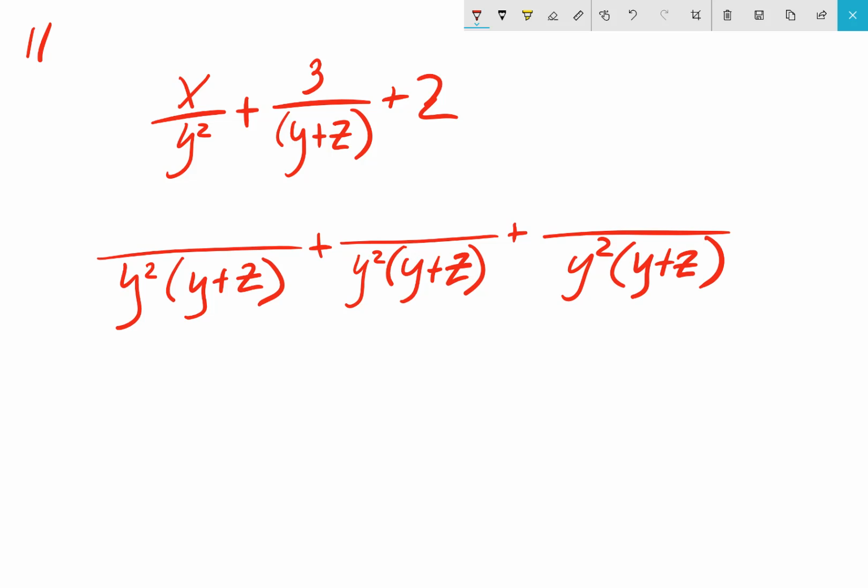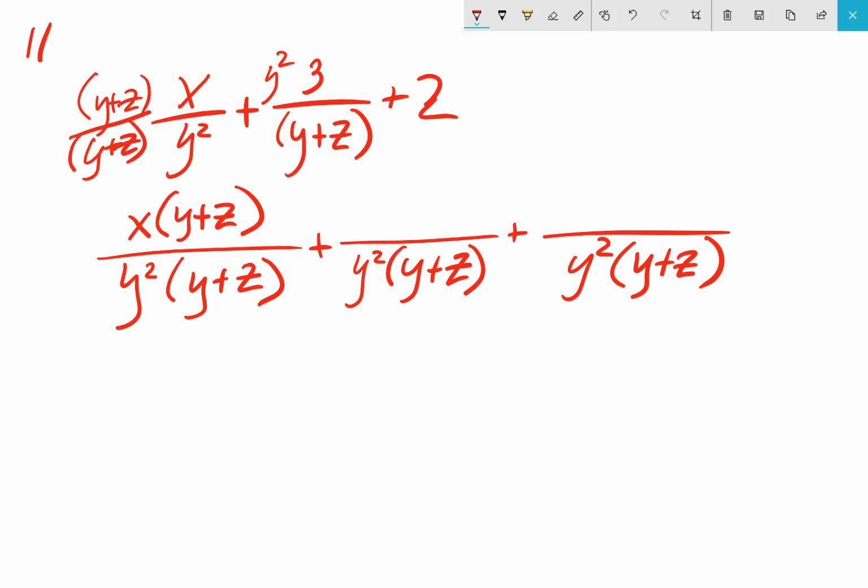All right, so to get that common denominator, you're going to have to multiply the first fraction by y plus z over y plus z. So your numerator is going to be x times y plus z. Second fraction, you're going to have to multiply it by y squared over y squared to get that denominator. So you'll have 3y squared. The 2, you're going to have to multiply it by that whole denominator, y squared times y plus z. So the whole thing is going to be 2y squared times y plus z.